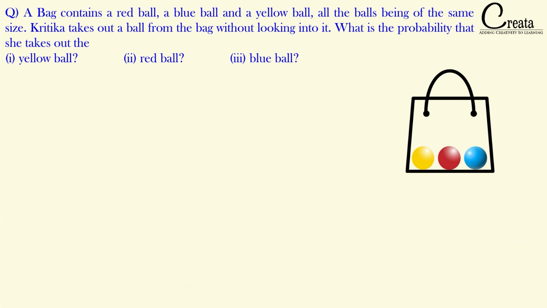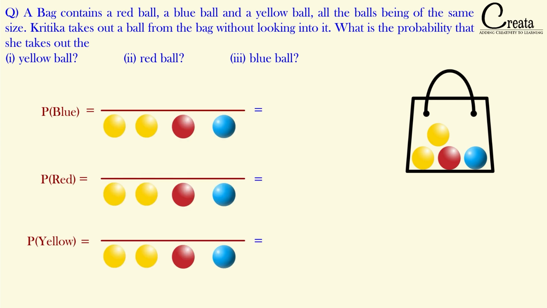Moving further, now suppose let's take a case. Now we are having 2 yellow balls. What will be the probability of yellow, red and blue? In the denominator, now we will have 4 balls: 2 yellow, 1 red and 1 blue, that is total 4 balls in the denominator.